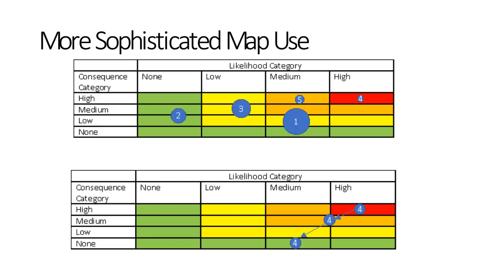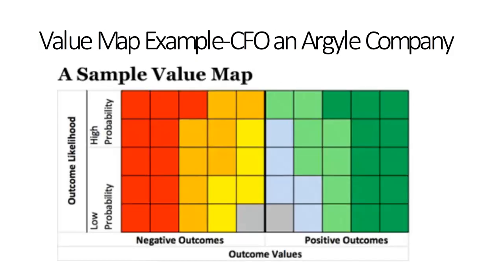A dynamic map, such as that shown at the bottom of the screen, can track an organization's success in reducing a risk over time. Risk number 4 began in the original position in the upper right, and you can see how attempts to manage the risk eventually moved it to a lower cell. This is an example of a value map.